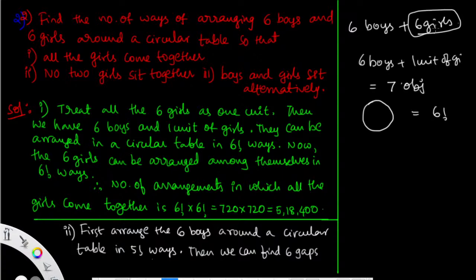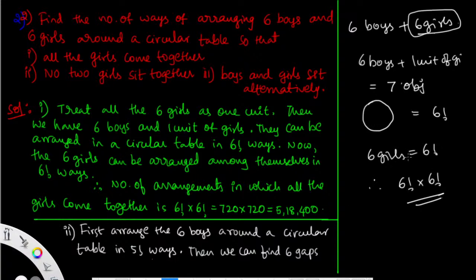Now the 6 girls need not be in the same order. Their internal arrangements will change. So the internal arrangement of the 6 girls can be done in 6 factorial ways. Therefore, the total arrangements are 6 factorial into 6 factorial, that is 720 into 720, which gives 5,18,400 ways.